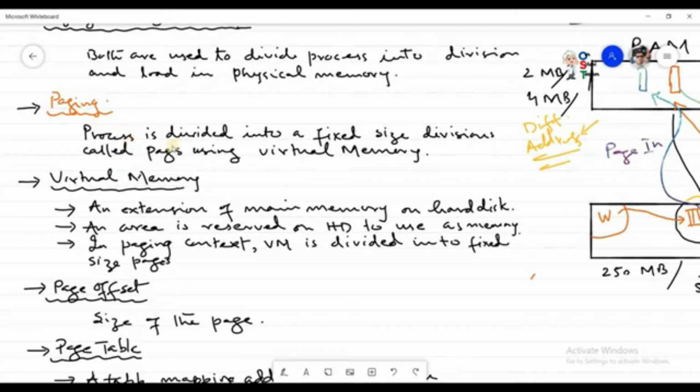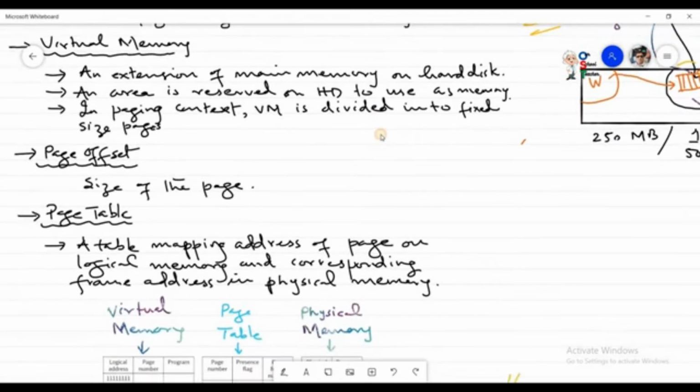Paging is the process in which a process is divided into fixed size divisions called pages using virtual memory. What is virtual memory? Virtual memory is the extension of physical memory, that is RAM, and a part of the hard disk drive is reserved as an extension of the physical memory because of its limitation. So your hard disk drive is used as RAM, and some part of the process or program is stored on virtual memory, and from virtual memory, whichever page is required is loaded in memory.